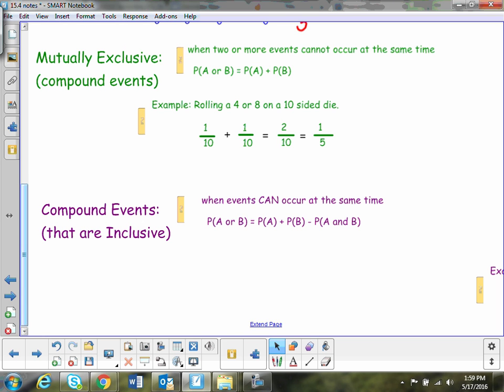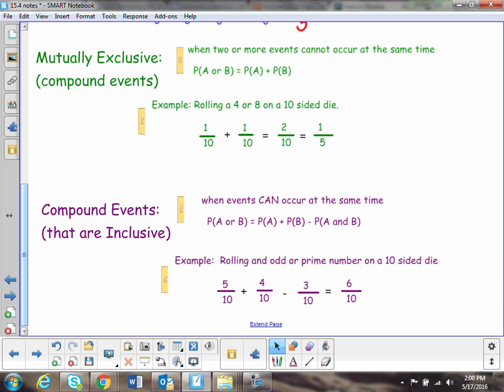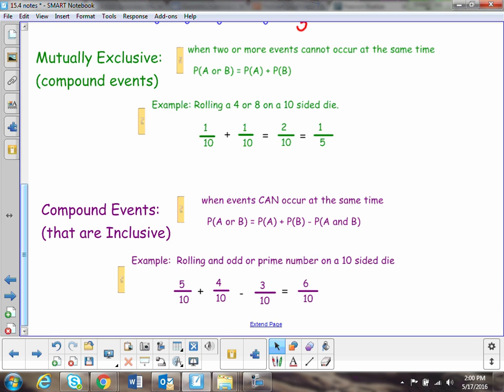So last example, going with some numbers. Rolling an odd or prime number on a 10-sided die.